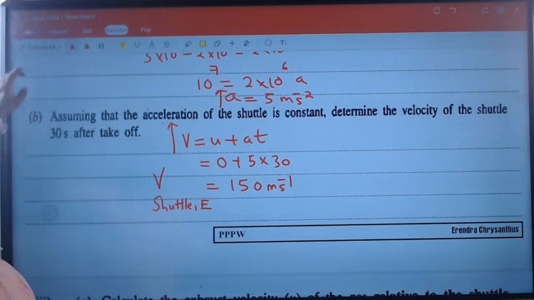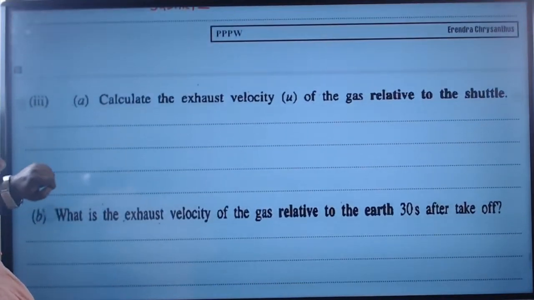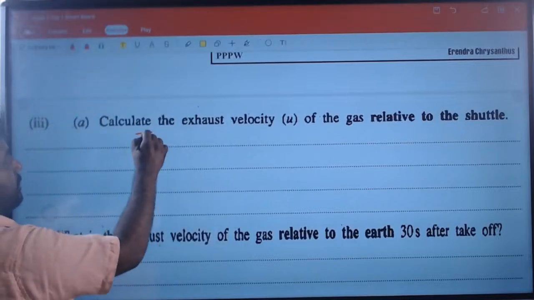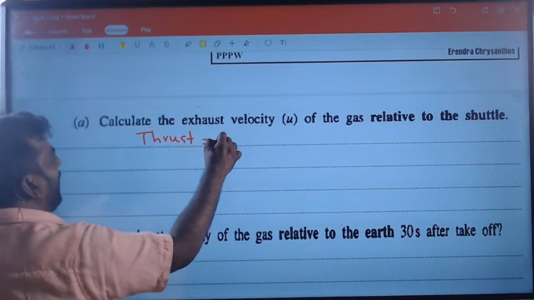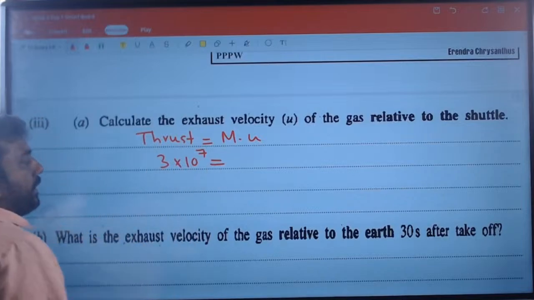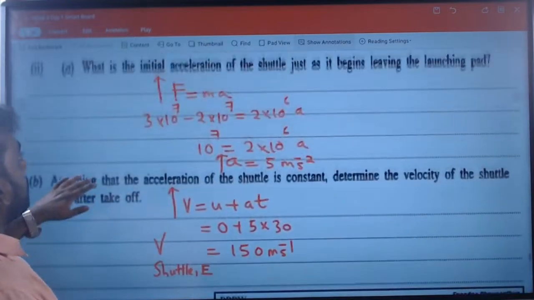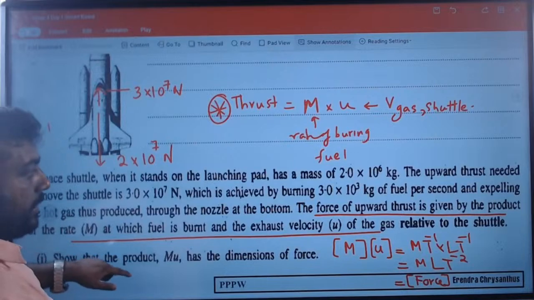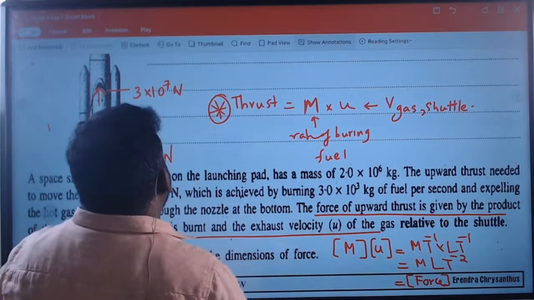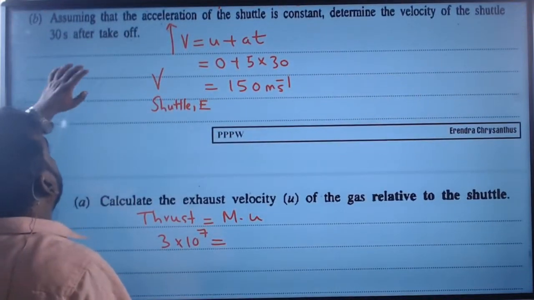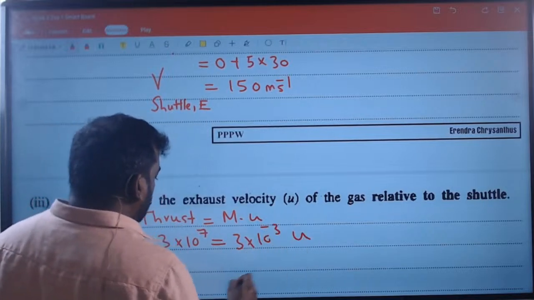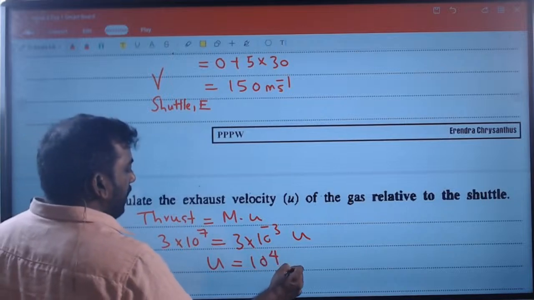Right. Then what? Calculate the exhaust velocity of the gas relative to the shuttle. They have given you thrust is equal to m times u. Thrust is 3 × 10^7. What is m? Go back to the question. m is 3 × 10^3 kilograms per second. So here, 3 × 10^3 kilograms per second times u. u is 10^4 meters per second.